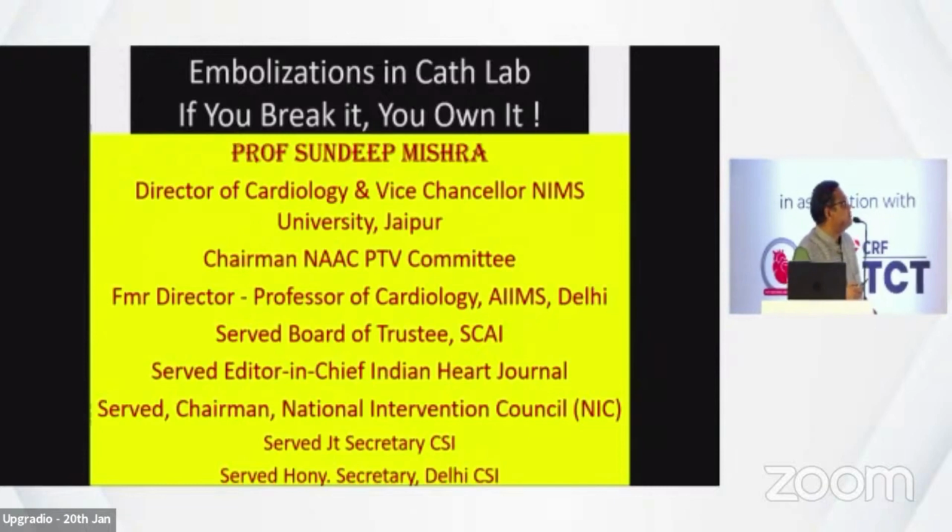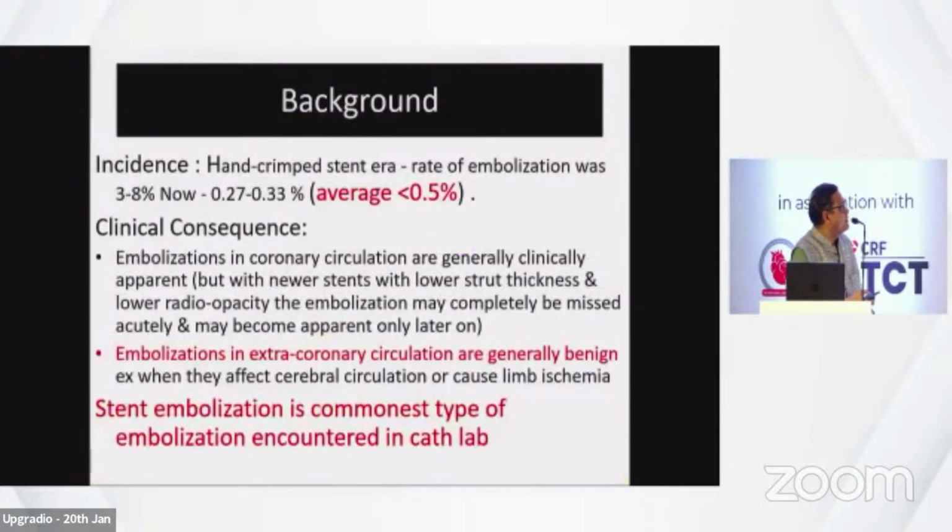Coming to embolizations, they are one of the most dreaded complications that you can encounter in the cath lab. Previously, stents were available off the balloon, and you could crimp them on the balloon and then put them in the arteries. At that time, the embolization rates were very high, but with pre-deployed or pre-crimped stents, this rate is now less than 0.5%.